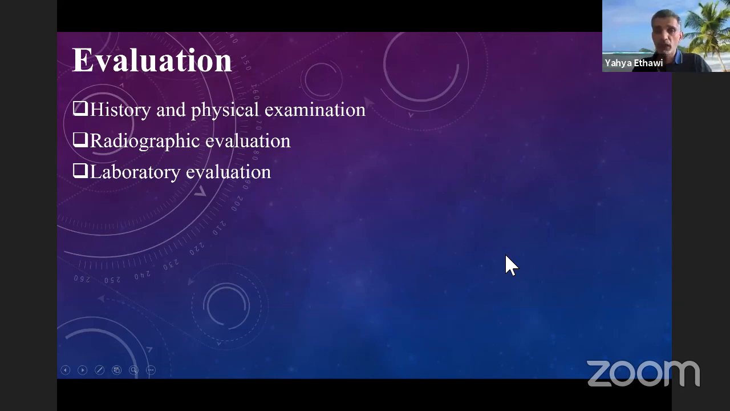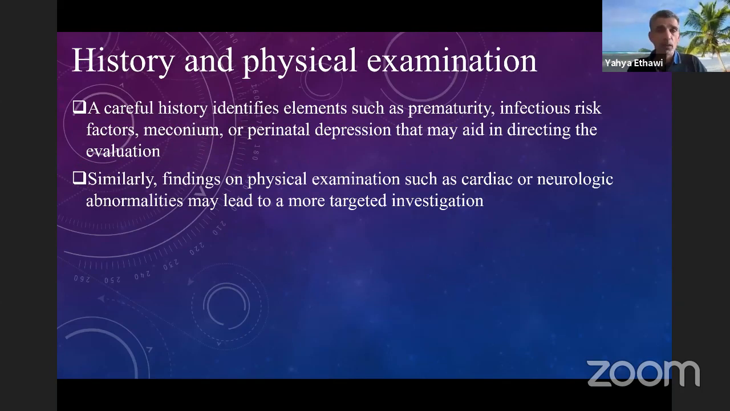How do you evaluate TTN? Well, you need history and a physical exam, radiographic evaluation, and sometimes laboratory tests. Careful history will find there is prematurity, and sometimes there are risk factors for TTN, but also we are scared of infection. So you need risk factors for infection before you define transient tachypnea, history of meconium, or asphyxia. These are important factors before you define TTN, because TTN is a disease of exclusion. You need to exclude cardiac and neurological disease, maybe metabolic abnormalities.